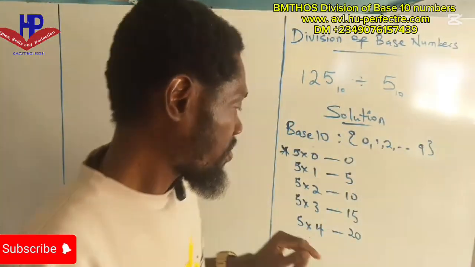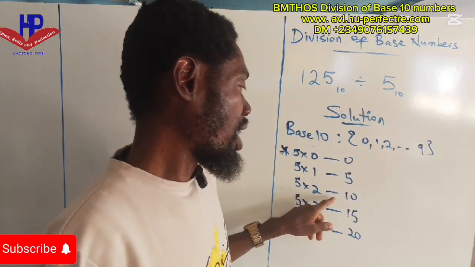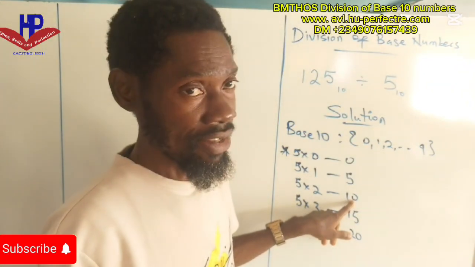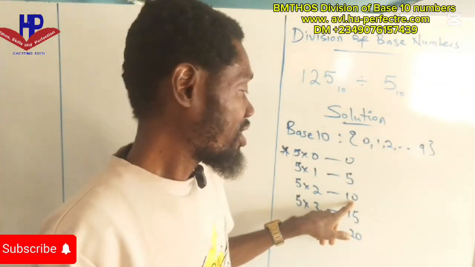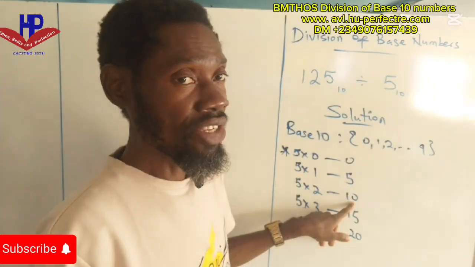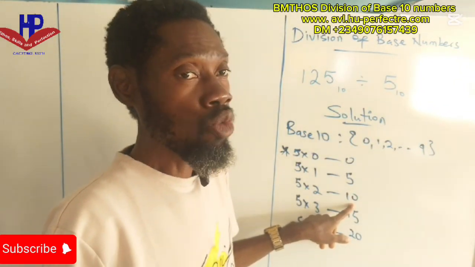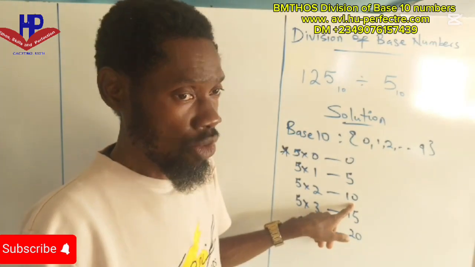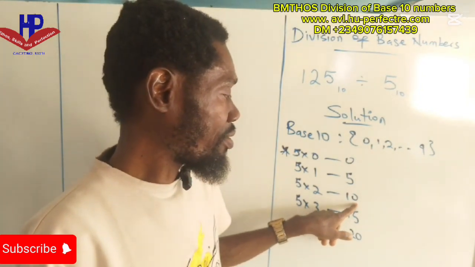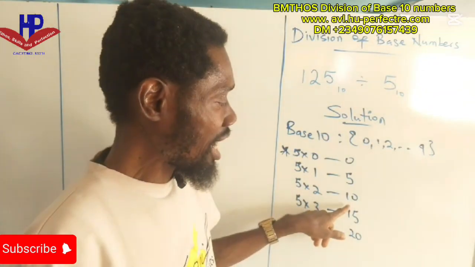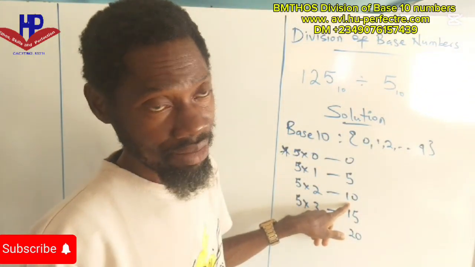Please note this. 5 times 2, your answer is 10, and I choose to write 10 directly. Why? Because 10 is not a base 10 digit. So I'll divide 10 by 10. My answer will be 1, remainder 0. I'll write the remainder as the actual answer and carry the 1 to the other side. If I drop that 1, I'll still get what looks like 10.